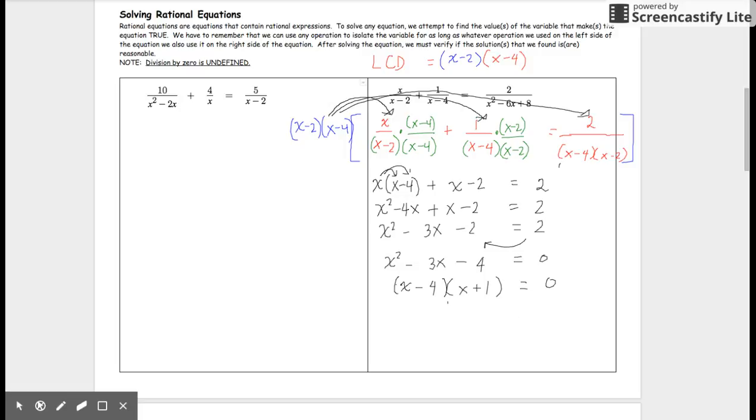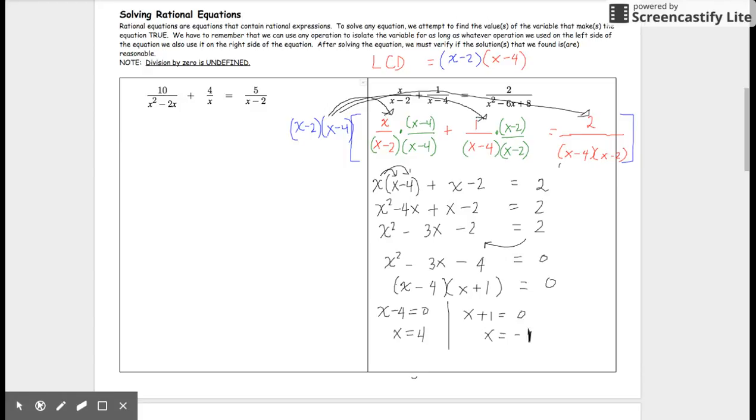All right, so now we want to find the value of x, and we can just equate each factor to 0. x minus 4 equals 0, therefore x equals 4. And x plus 1 is equal to 0, therefore x equals negative 1. All right, so we have found the two solutions.